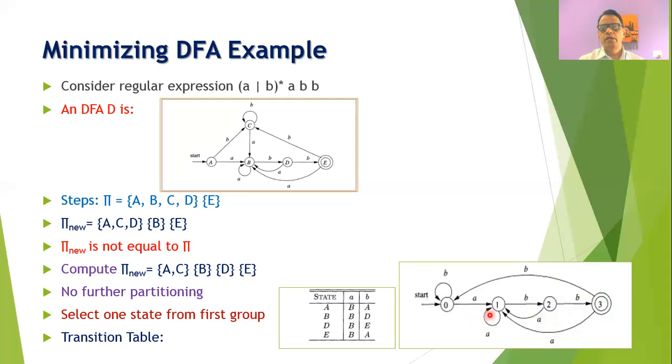Now from 1, there is a transition to 1 itself on A, but there is a transition to 2 on the input symbol B. From 2, there is a transition to 1 on the input symbol A, and there is a transition to the state 3 on the input symbol B. From 3, there is a transition to 1 on the input symbol A, and there is a transition to the state 0 on the input symbol B. Now one can easily observe that state 3 will be the final state of the DFA and the 0 state will be the starting state of the DFA.